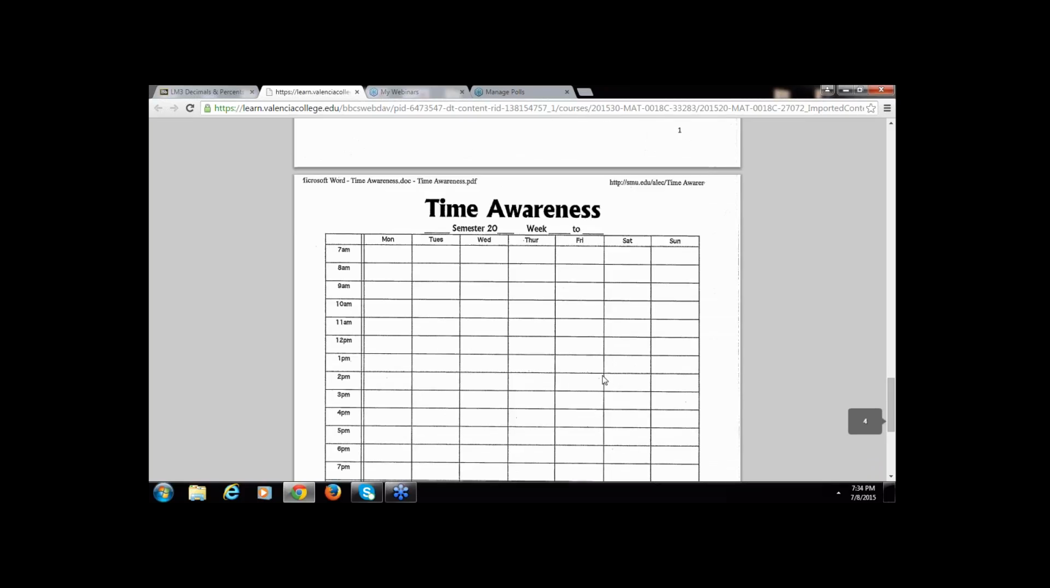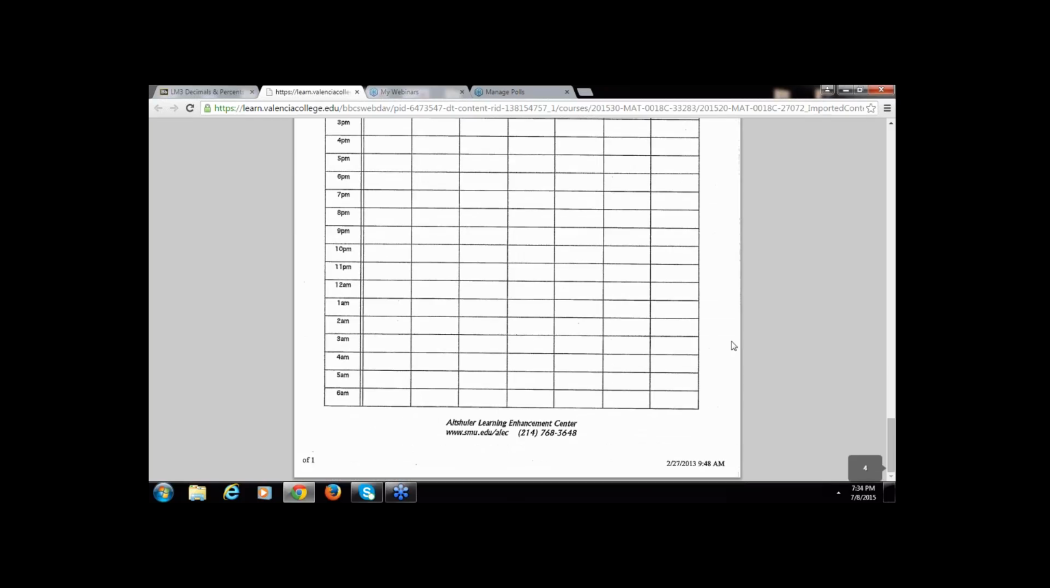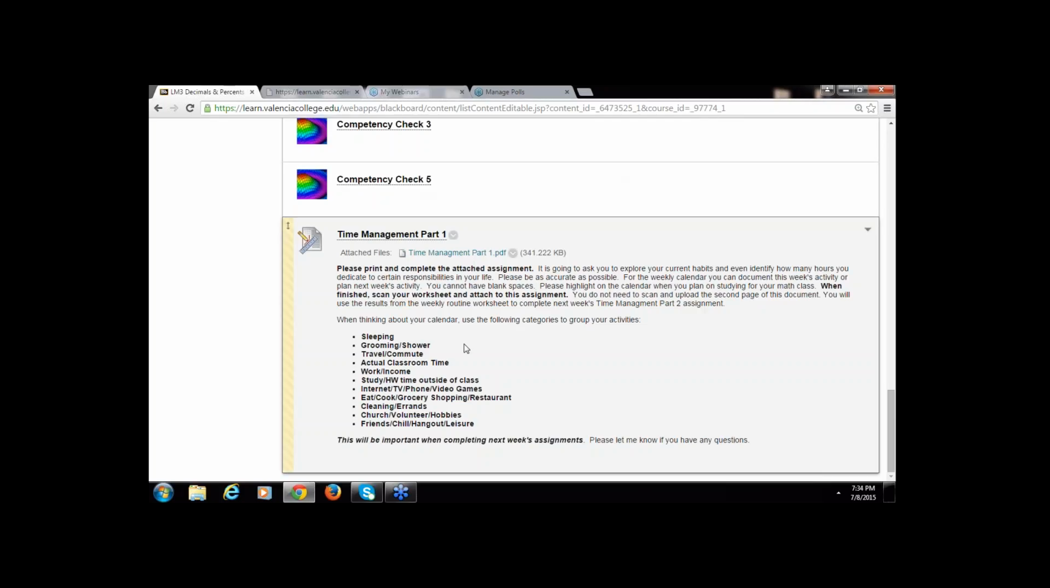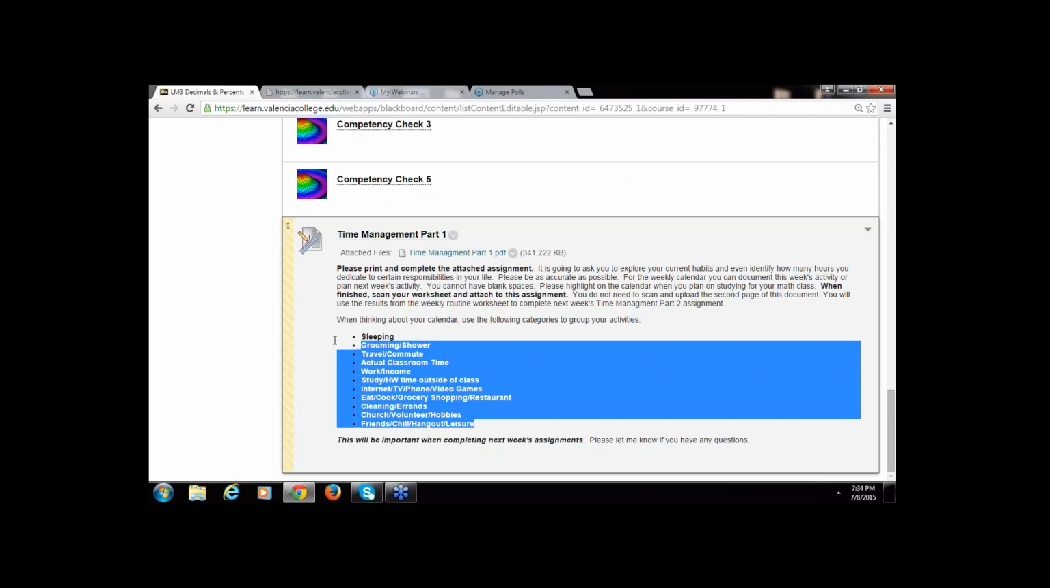And so these are the 2 pages. After you're done filling them out, you're going to scan them and save them to your desktop. And so again, I'm trying to give you a hint. These are the categories you should kind of be breaking your weekly 168 hours into. And it's important because this is going to help you do part 2, which is due in Learner Module 4.